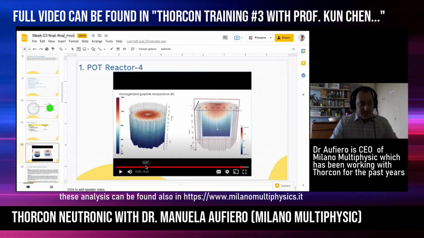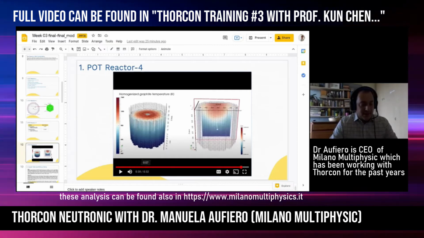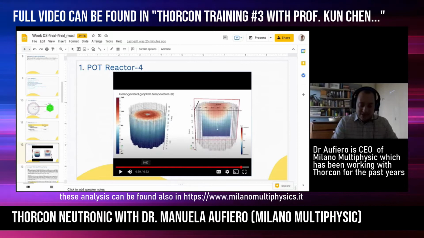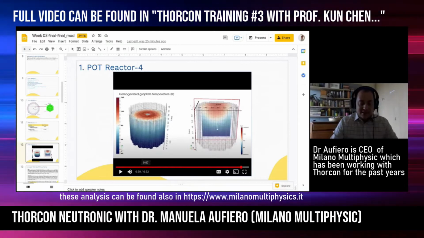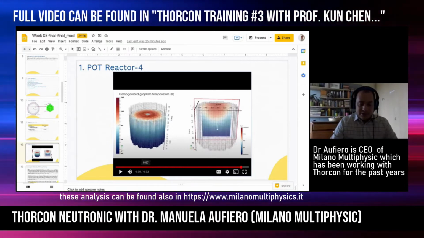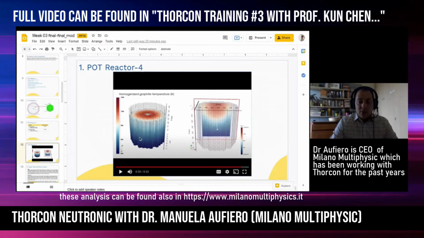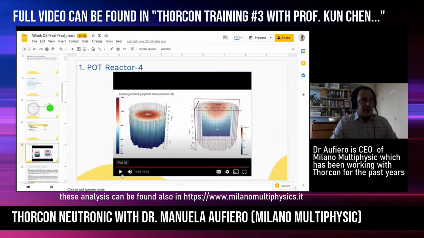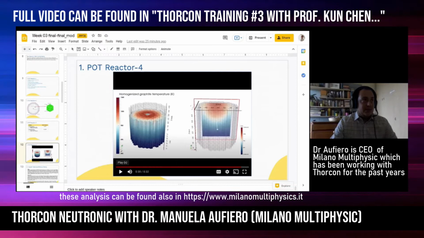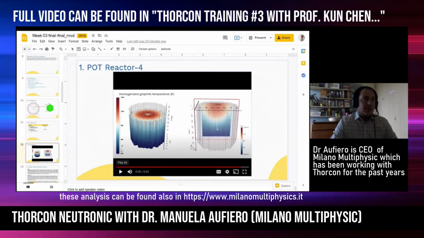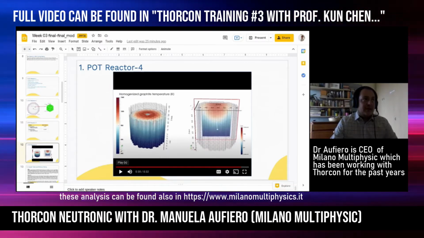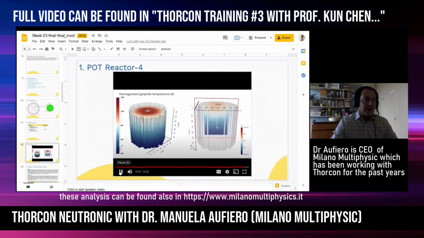The analysis presented here, even though it refers to an older design, reflects exactly the analysis that ThorCon is conducting on the present-day core, based on the Monte Carlo code Serpent and the multiphysics tool OpenFOAM, to keep track of the salt and graphite temperature along with the neutron flux.